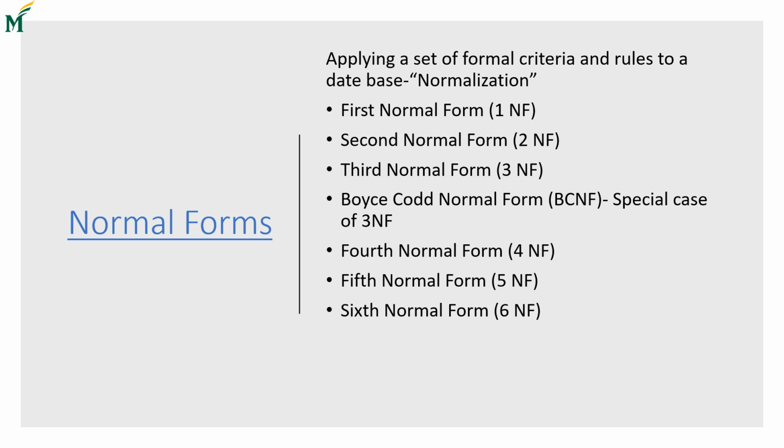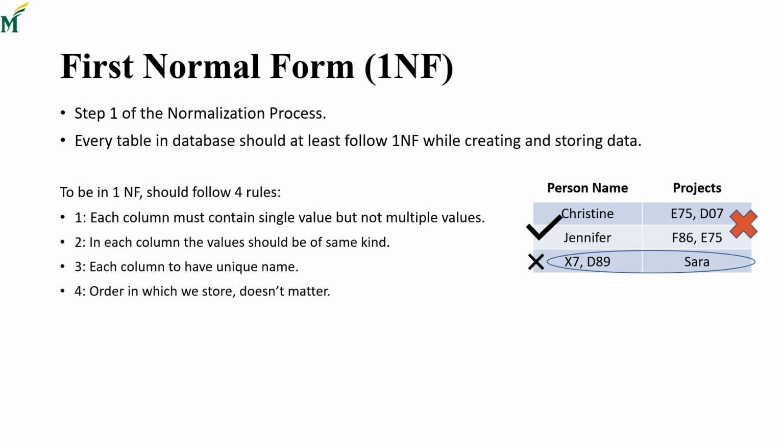Normal forms. Applying a set of formal criteria and rules to a database is called normalization. There are different types of normal forms. In this video, we are going to briefly discuss first normal form, second normal form, and third normal form. First normal form. This is step 1 of the normalization process. Every table in a database should at least follow first normal form while creating and storing data.